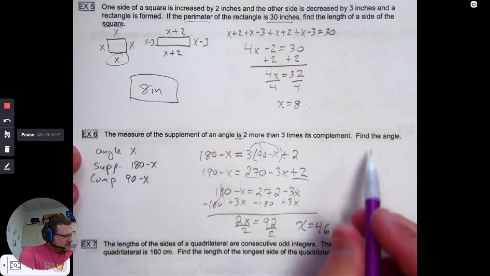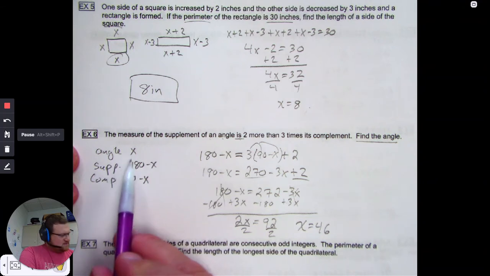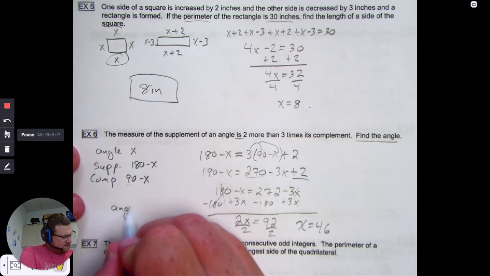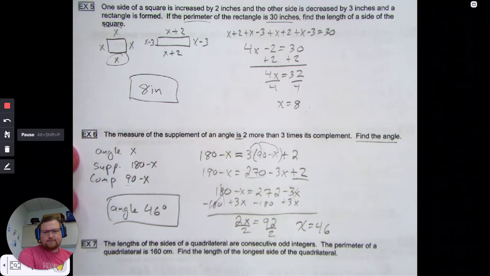The question says find the angle. Well, we said our angle was simply x. So our angle is 46 degrees.